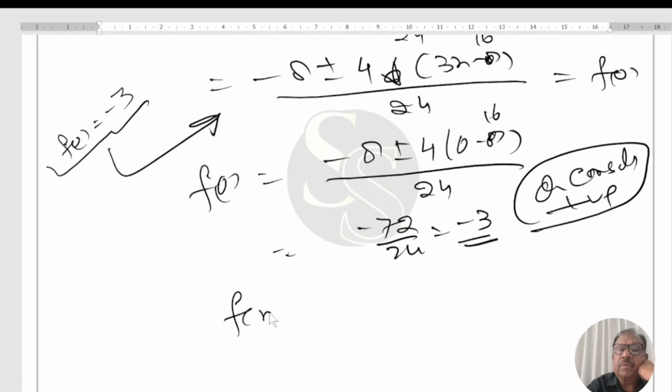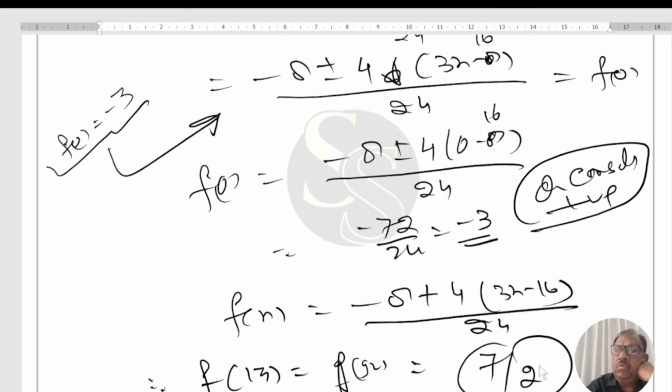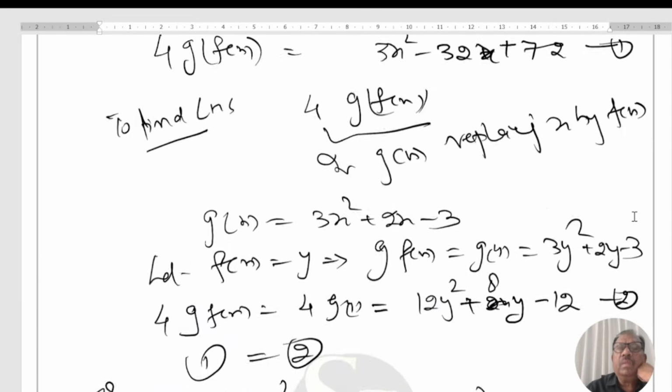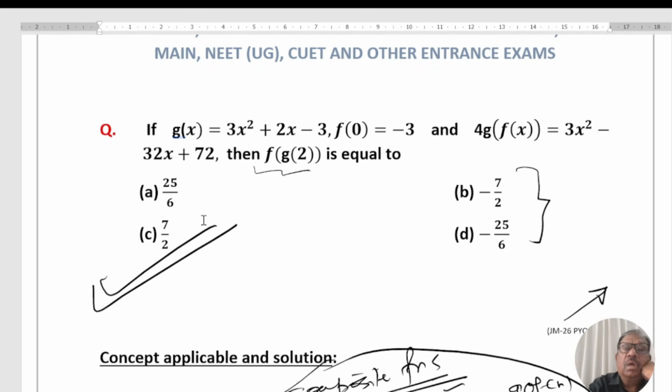Therefore f(x) is minus 8 plus 4 into 3x minus 16 divided by 24. Therefore f(13), that is f(g(2)), on simplification, putting 13, 7/2 will be the answer. Let's check the answer. 7/2 is the correct answer, right?